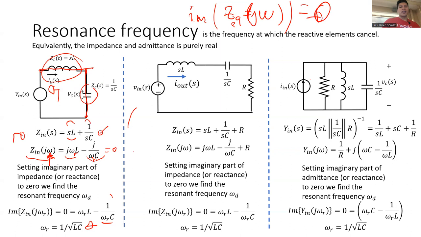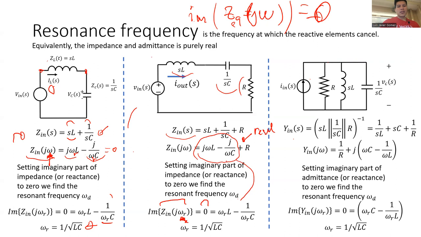For a series RLC, you can also find the resonant frequency again. Your input impedance is just the inductor in series with the capacitor, in series with a resistor. You plug in jω, and to find the resonant frequency, this very specific frequency ω_R, all we have to do is set the imaginary part to zero. In this case, R is real, so the imaginary part is just this, and we set it to zero. When we do, we get that it's 1 over the square root of LC.